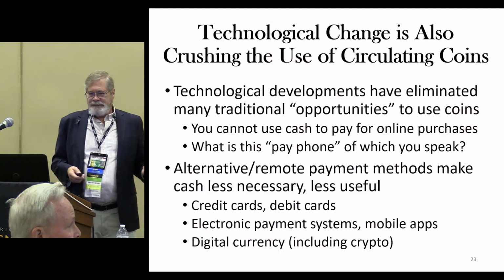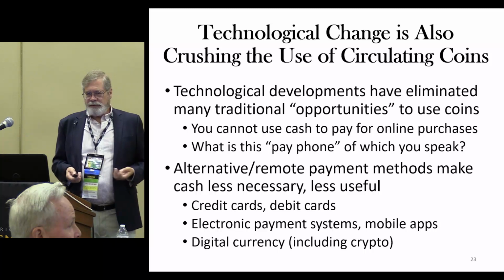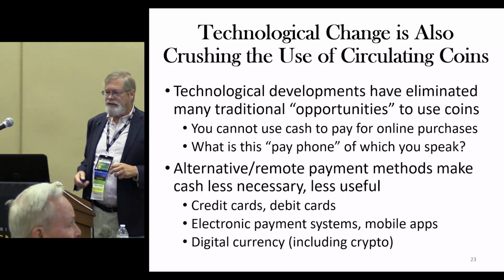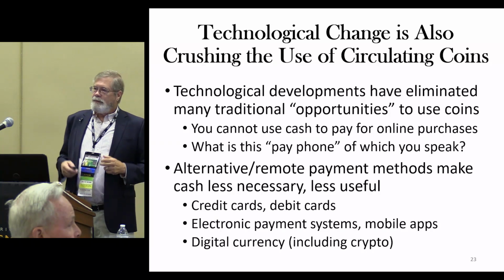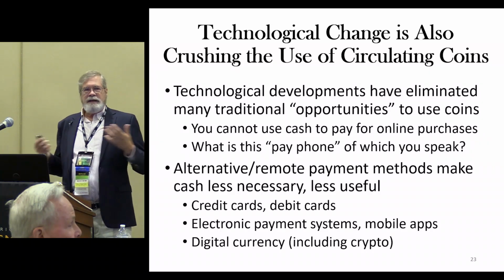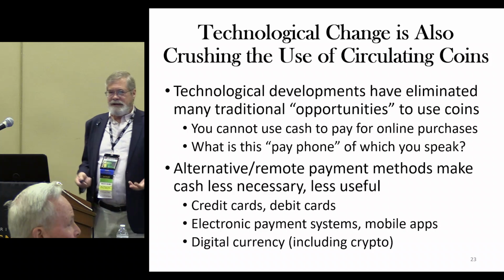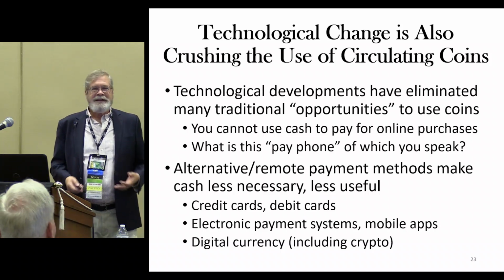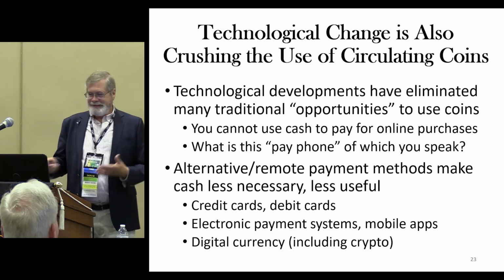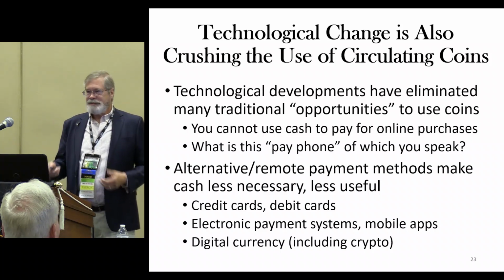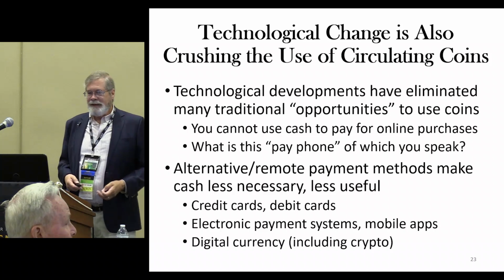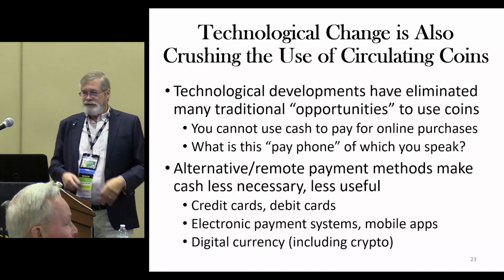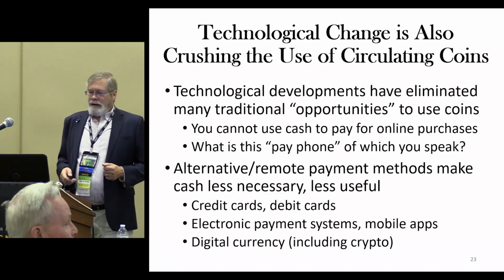Now, it has also affected the use of circulating coins. Technology is the other problem, not just inflation. Technology has given us things like buying online, Amazon, eBay, things like that. Well, you can't use coins to buy something on Amazon. You can't use paper money to do that either. Where are you going to give it to? You have to use some other means of payment. So everything that you buy online is one place where you just cannot use coins.